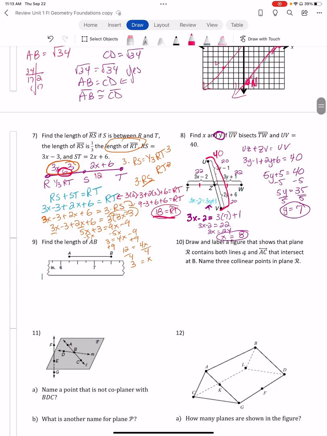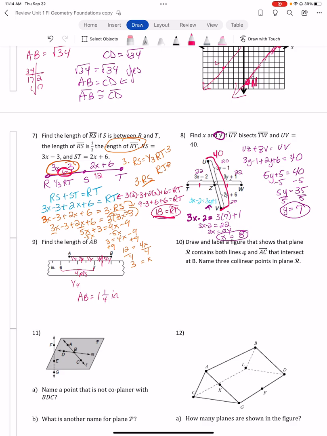Number 9, it says find the length of segment AB. If I look at this, it is split up into 4 parts. So each part is 1/4, so that's going to be 1/4, 2/4, 3/4, 4/4, 5/4, which is actually the distance from A to B is 1 1/4 inches.